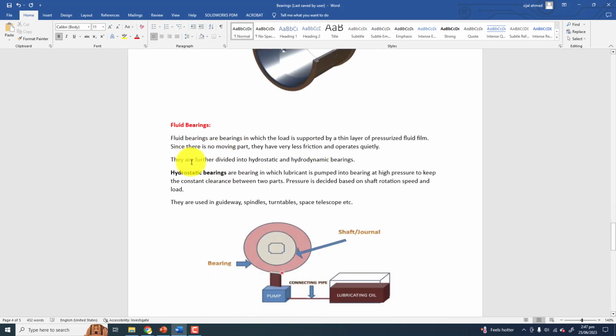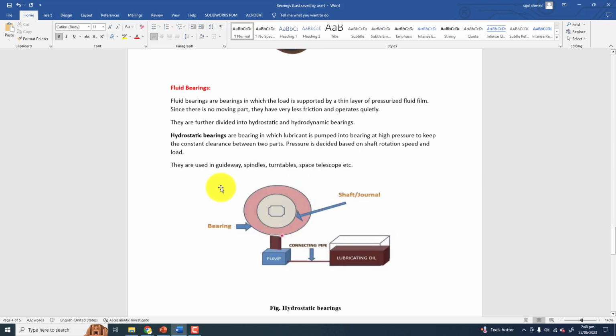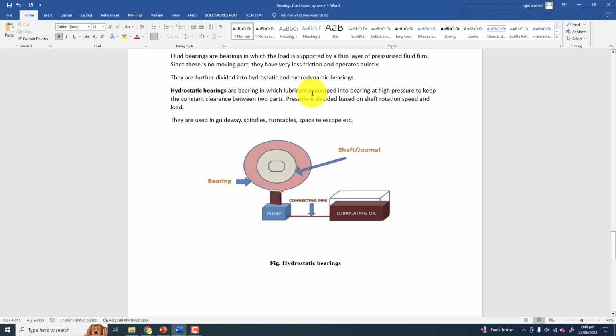And they are further divided into hydrostatic and hydrodynamic. And you can see the name. Hydrostatic means that we have some static pressure, and dynamic means that the pressure is developed because of some motion. So hydrostatic bearings are the bearings in which a lubricant is pumped into a bearing at high pressure to keep a constant clearance between two parts.